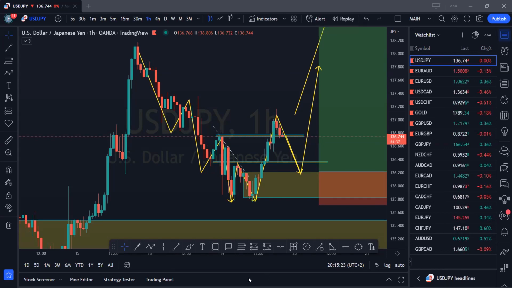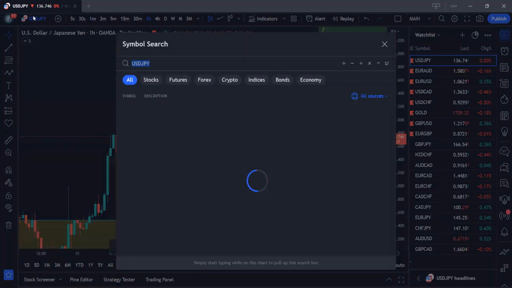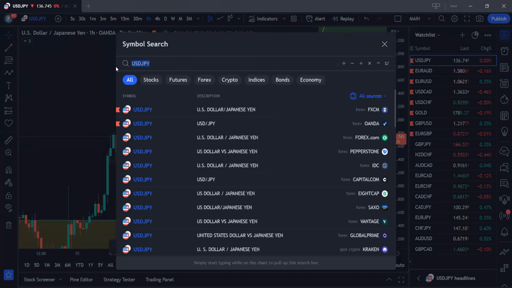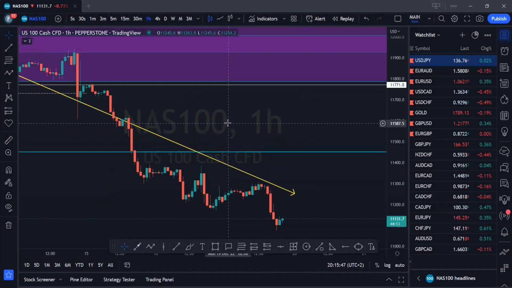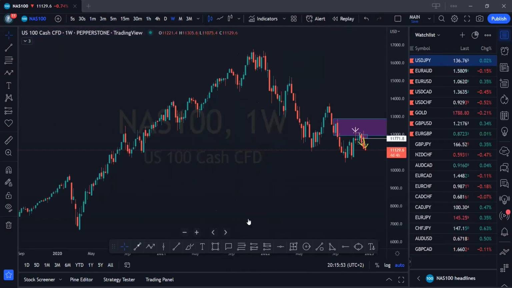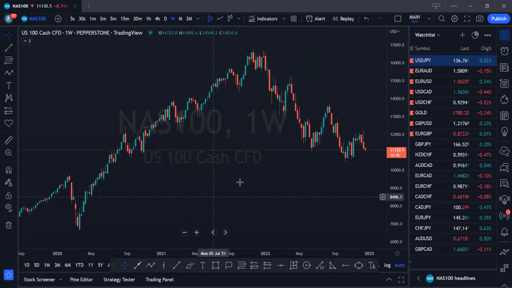Okay, so that's UJ. Let us check out the last pair for tonight. Let's check out NASDAQ. So that's NAS 100, I think. That's 100. So NAS on the weekly, what do we have on NAS? As you can see, price is in a downtrend.